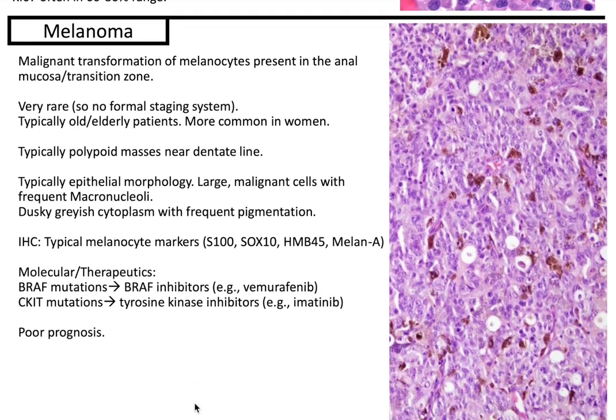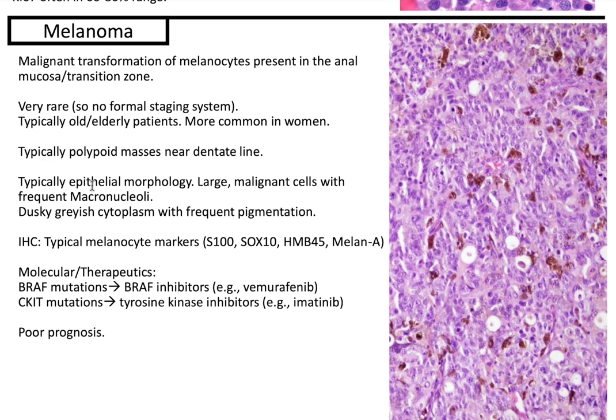And melanoma. This is malignant transformation of melanocytes present in the anal mucosa / transition zone. It's very rare, so there's no formal staging system, and typically it's in elderly patients, more common in women. Typically you'll have polypoid masses near the dentate line.